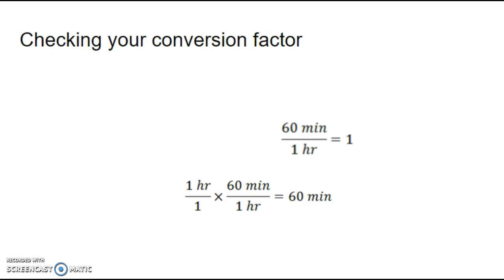But if we chose the second conversion factor of 60 minutes divided by 1 hour, we could now multiply that by 1 hour, and we might be able to cancel out our units. So we can cancel out the hour units because we have 1 in the numerator and 1 in the denominator. So our final answer is 60 minutes. So 1 hour is equal to 60 minutes, which is just what we started with, and correct.